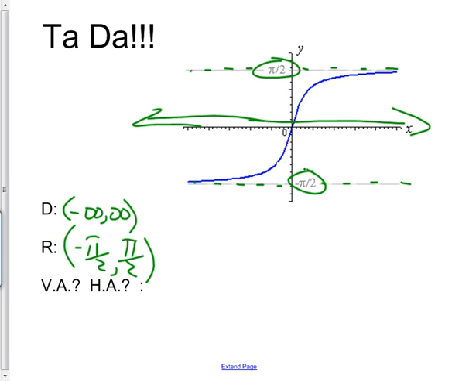All right. Does it have vertical asymptotes? Vertical means up and down asymptotes. No. Does it have horizontals? Yes. And they're at x equals, wait a minute, x equals things go up and down. y equals pi over 2, and y equals negative pi over 2.